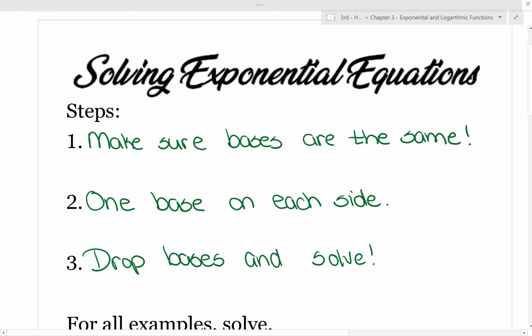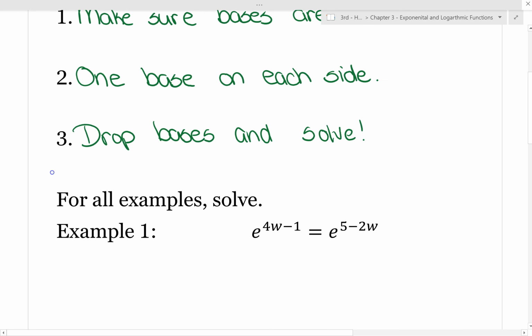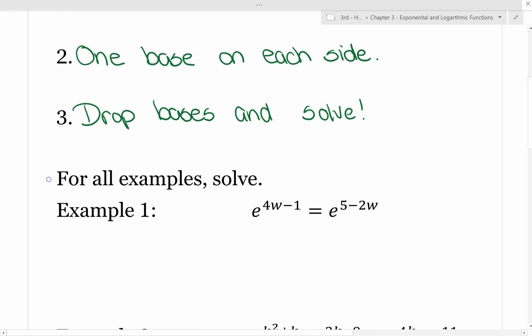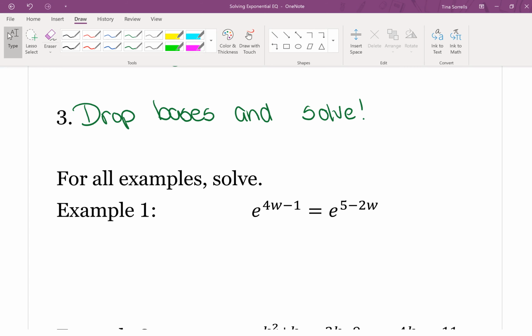Okay, so as we go through these problems, I want you to be asking yourself, what number to what power gives me any of these bases? And that will help you jumpstart your brain on knowing what to do. So here we go. For these examples, remember, you have to have one base on each side and they have to be the same.